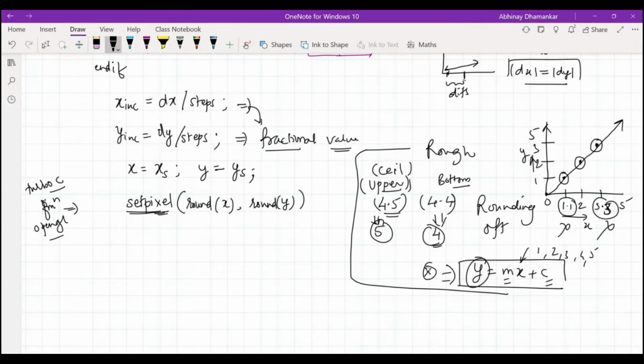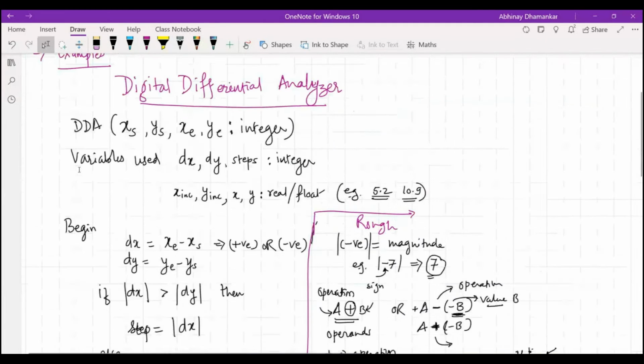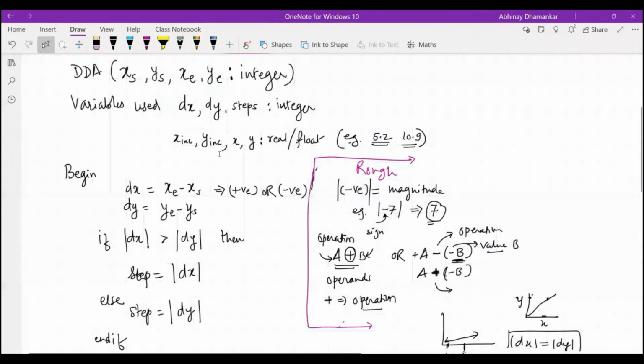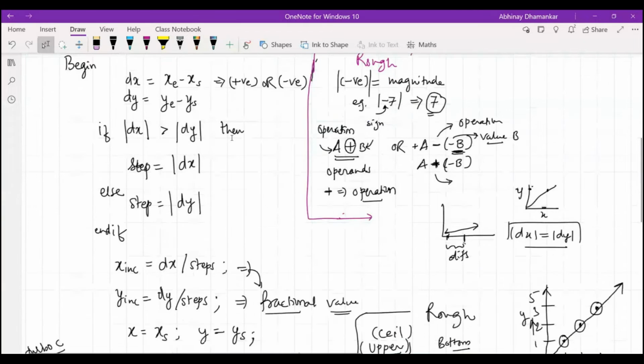So we will not use this equation. Let it be here, and we will do. Now we have focused on round up, and let me revise again. So we have the DDA algorithm. We have different steps here. We have taken some temporary variables, which are of real float type.